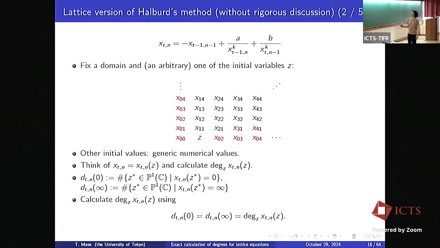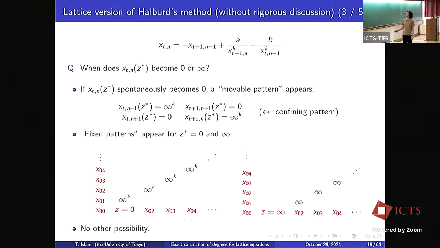Okay, so let's fix a domain. And let's fix an arbitrary one of the initial variables, say z here, and calculate the degree of xtn with respect to z. And dtn is the number of primitives of 0, and dt infinity is the number of primitives of infinity. And calculate the degree using this relation. We are still working on C, so we have these relations. Okay, so the question is, when does xtn become 0 or infinity?